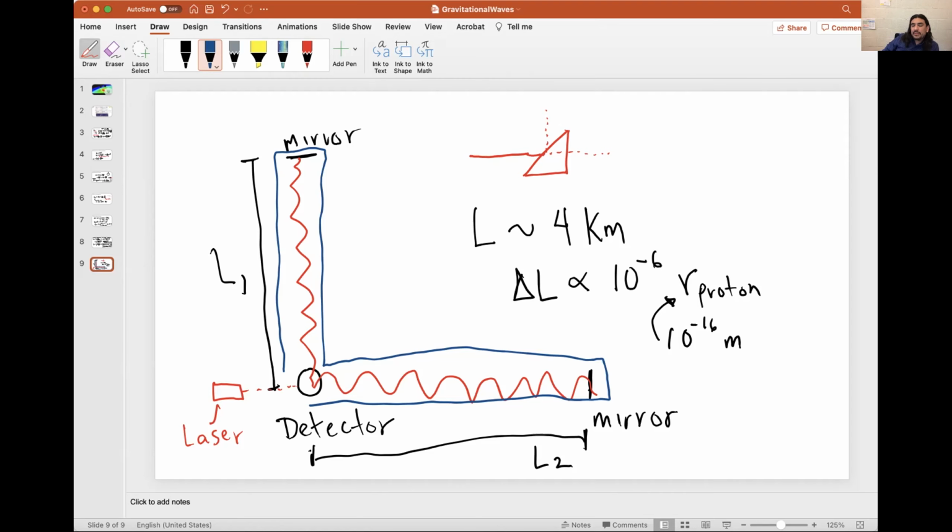The most complicated thing is that the size of this system is 4 kilometers, and the change in length is about a billionth of a proton. And they were able to measure this, right?